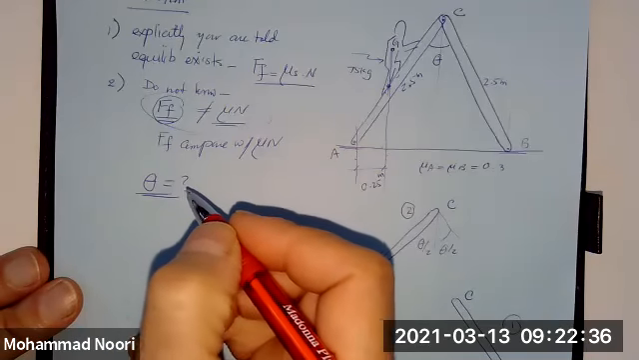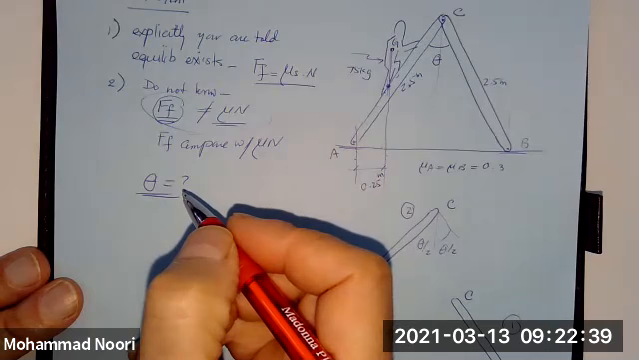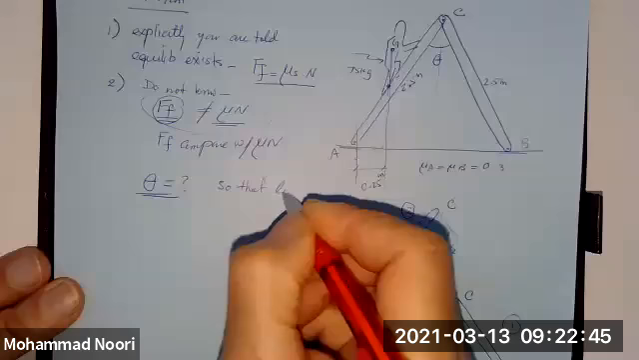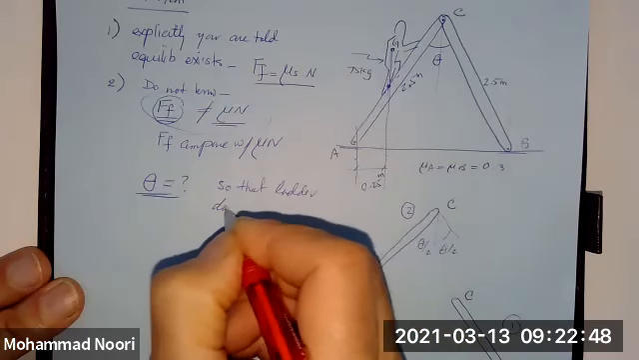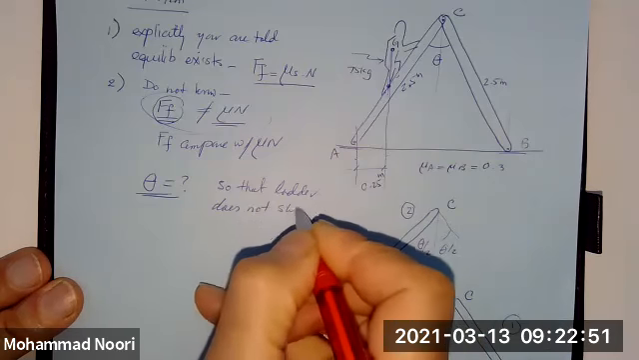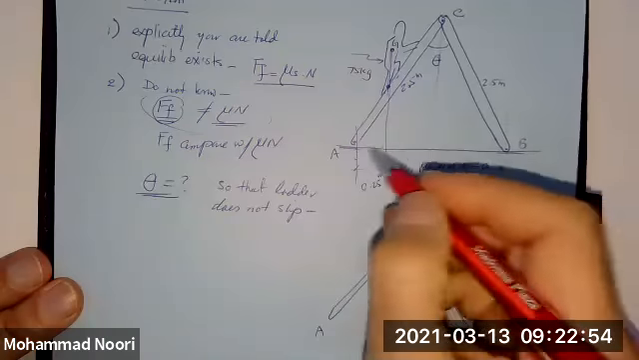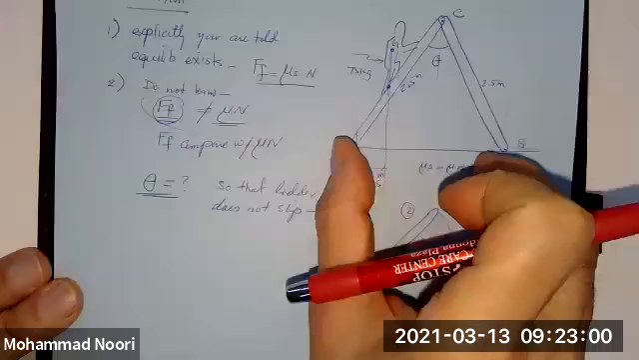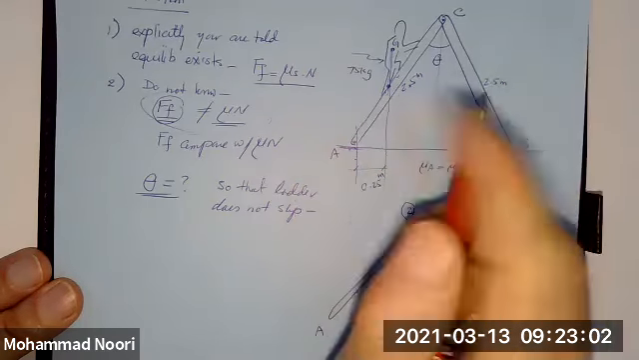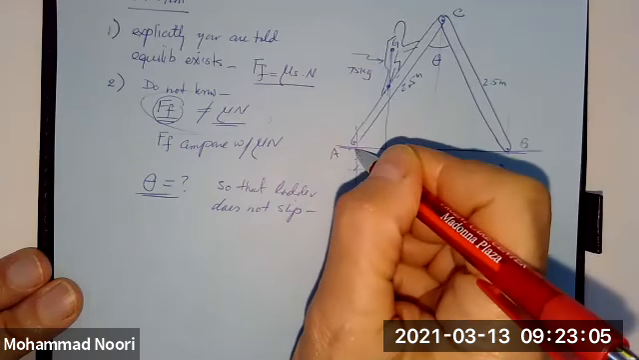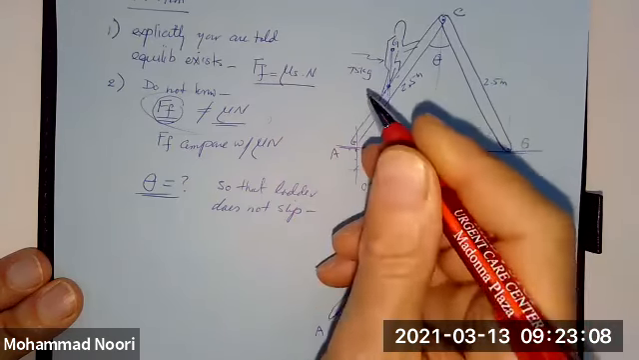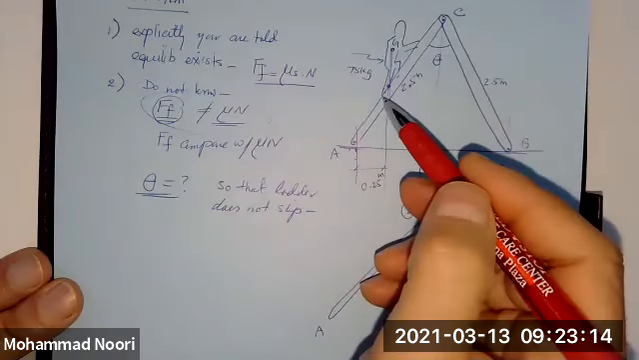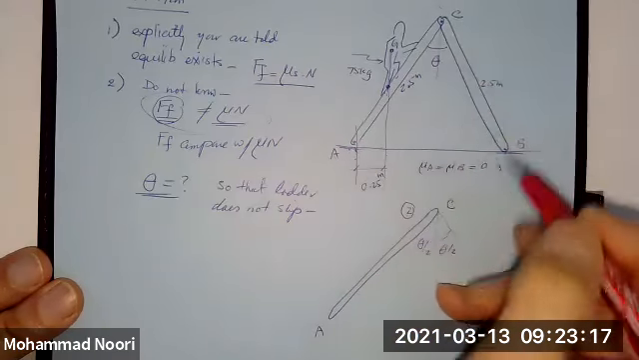So the problem says you want to find the theta so that the ladder does not slip. What does that mean? That means friction forces exist here, but you don't want the ladder to move. That means here you have the maximum friction force, and that maximum friction force is keeping this in equilibrium. So if you draw the free body diagram, this is basically a frame problem.